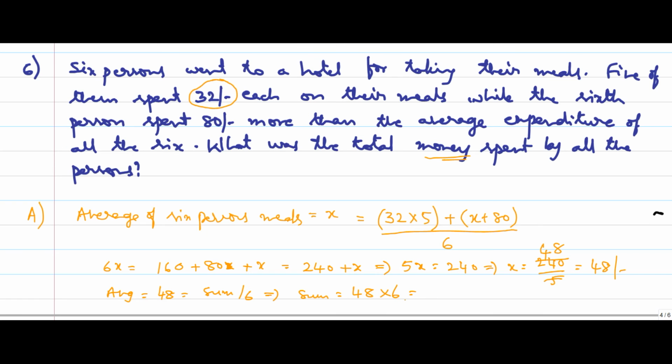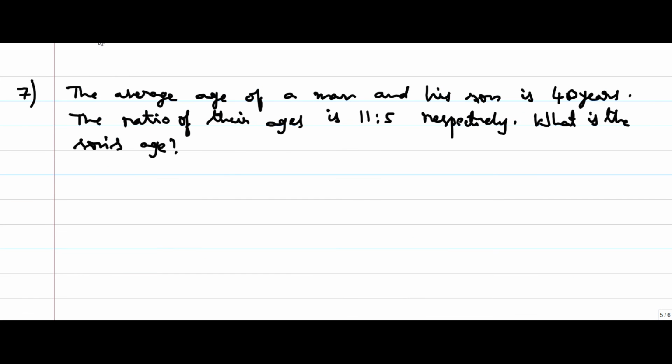So that is equal to 6 8s are 48, 6 4s are 24, and 288 rupees. So this is the amount spent by all the 6 persons for their meals. Let's move on to the next question.